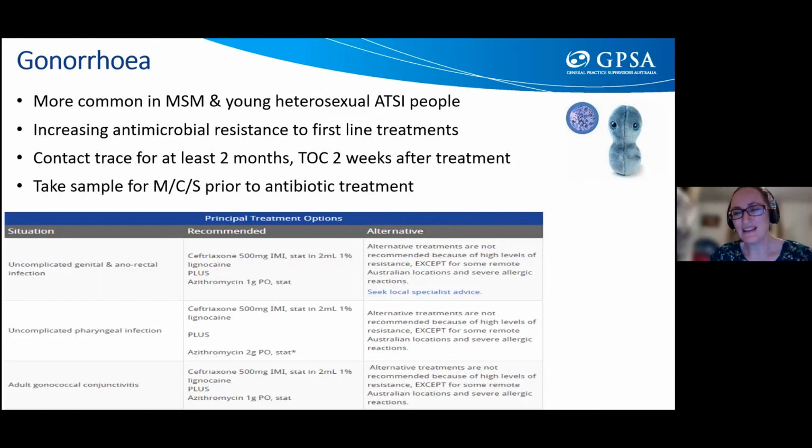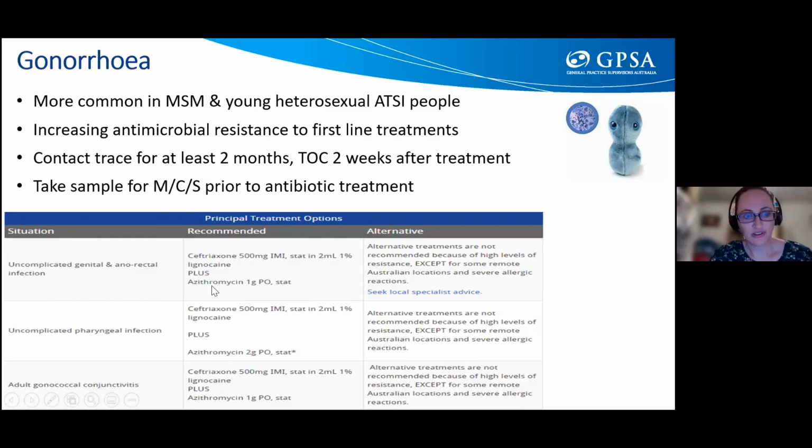Really important, one of the biggest take-home points for this, because we do have such emerging resistance, is that you should take a sample for microscopy culture and sensitivity prior to your antibiotic treatment. So if it's a male and it's been detected on a urine sample, you would get a urine sent for MCNS prior to treating him. Same with a female, if you've detected it on a vaginal swab, when you've got the result, call them back for treatment. If there wasn't an MCNS done at the time, you would get a repeat swab for MCNS prior to giving them that treatment, just to really help in that identification.